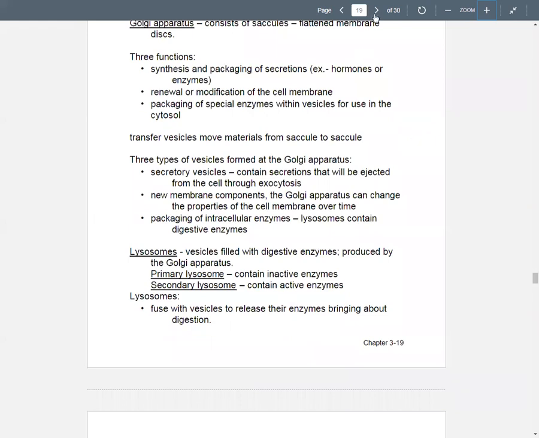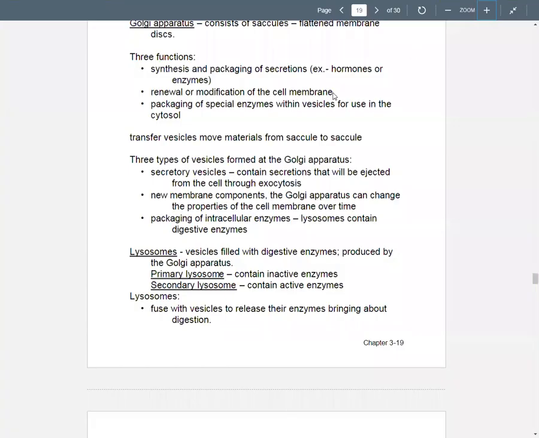All right, so let's go ahead and take a break, and I want you to explain to your partner the difference between rough ER and smooth ER and what they do. So, and if you're at home, you can kind of practice doing this on your own.